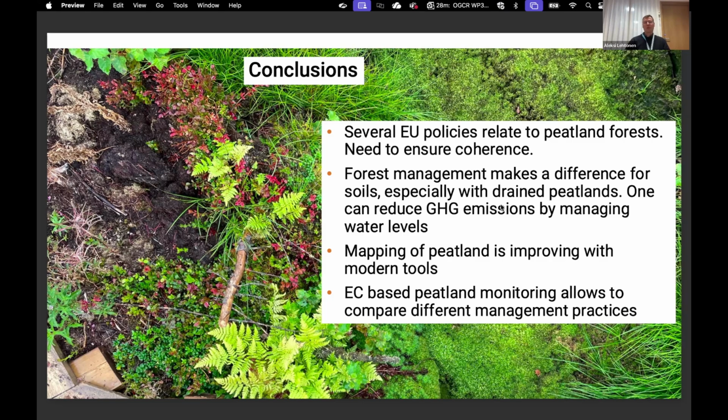Mapping of peatland is improved with modern tools, like airborne laser scanning, which is a really interesting tool for ditch detection. And then I'm happy to see the results from the eddy covariance-based peatland monitoring, because that allows us to compare different management practices. It's also very nice that we are able to measure N2O with eddy covariance, which gives the full picture from the very different kinds of surfaces that we have on these clear-cut areas, which are typically not measured by manual chambers.